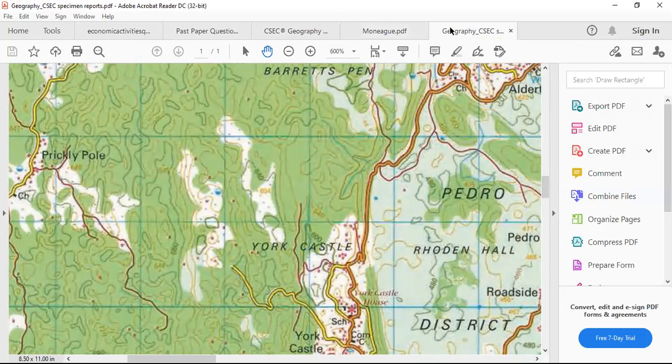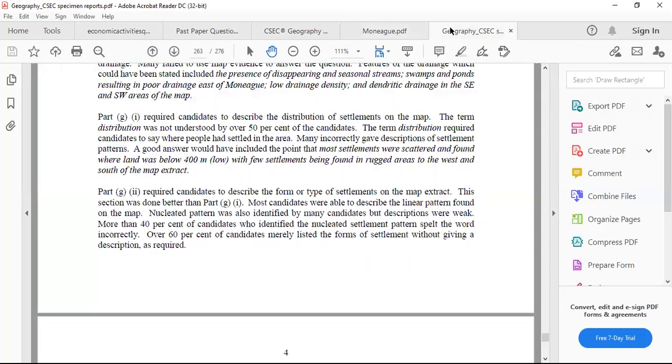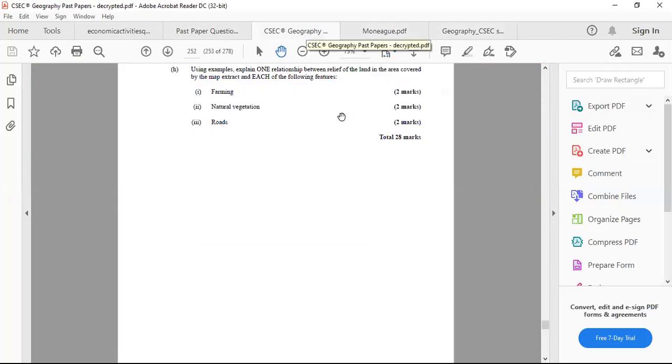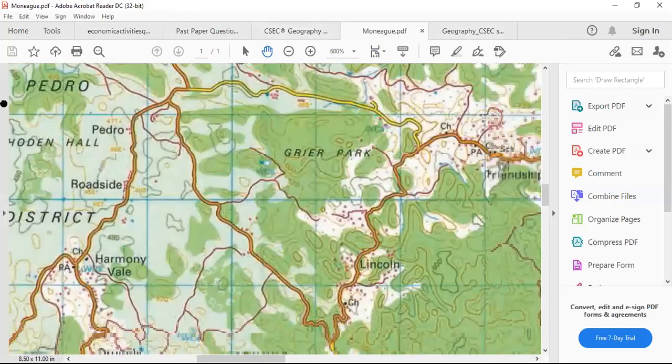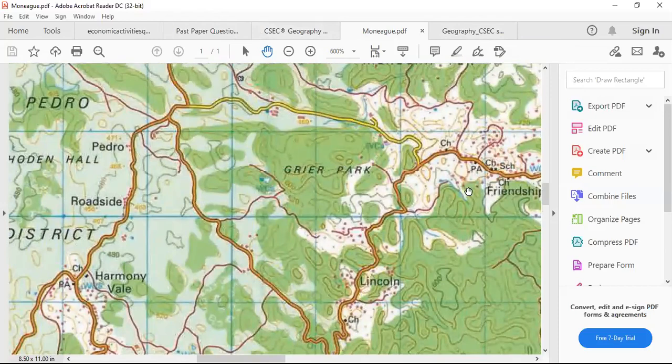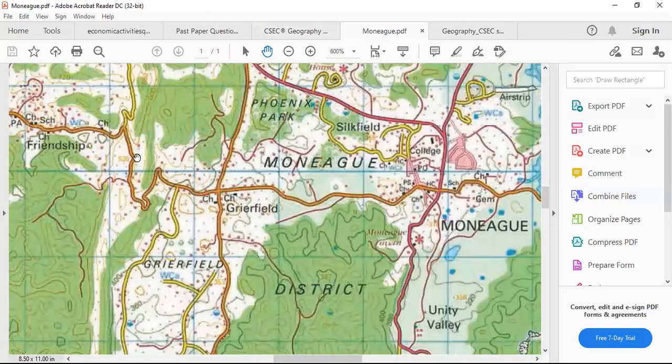You're seeing that the natural vegetation of the woodland and those areas, the dark green, is on the steeper areas of the map. So make sure that you give areas. Tianda, you're not saying near water sources. Relief has nothing to do with drainage. Relief is the height of the land. So you're looking at the height of the land and where the natural vegetation is.